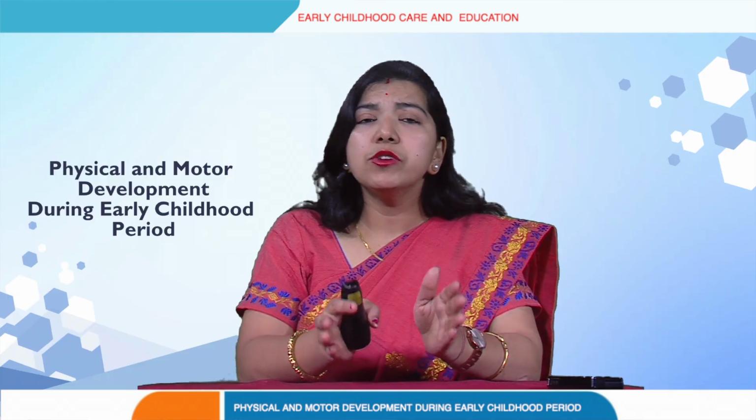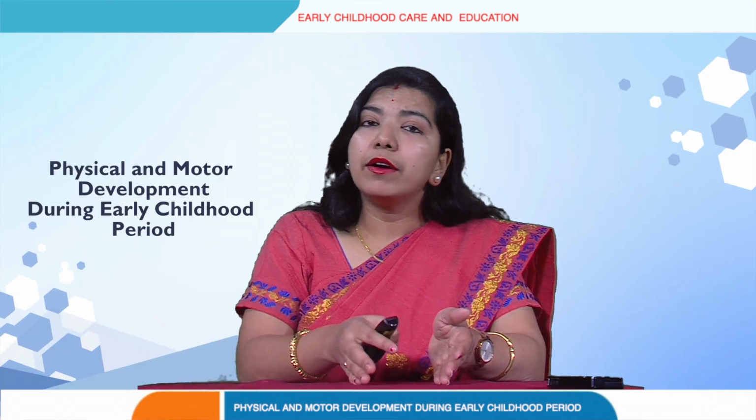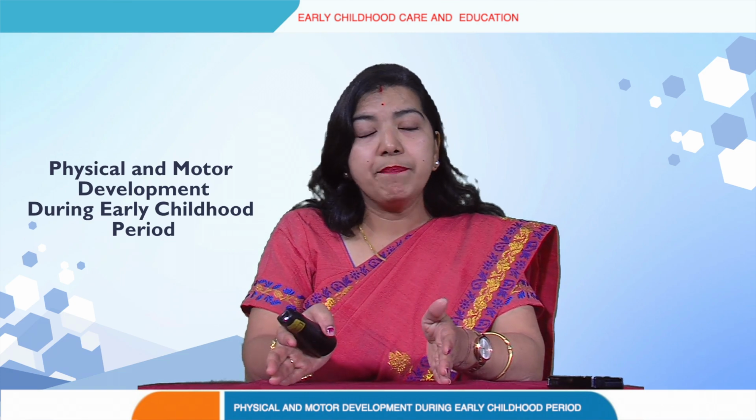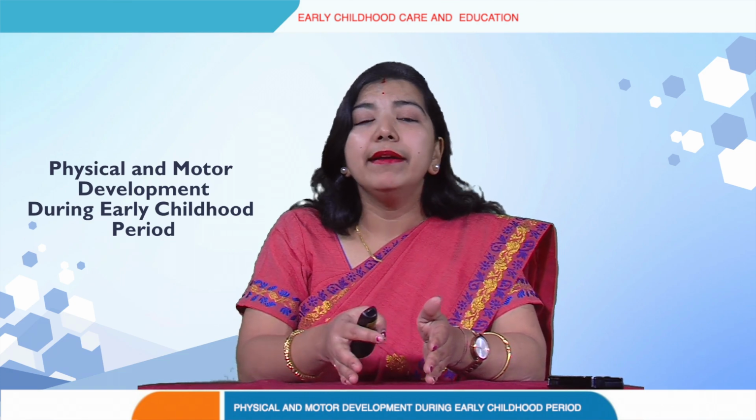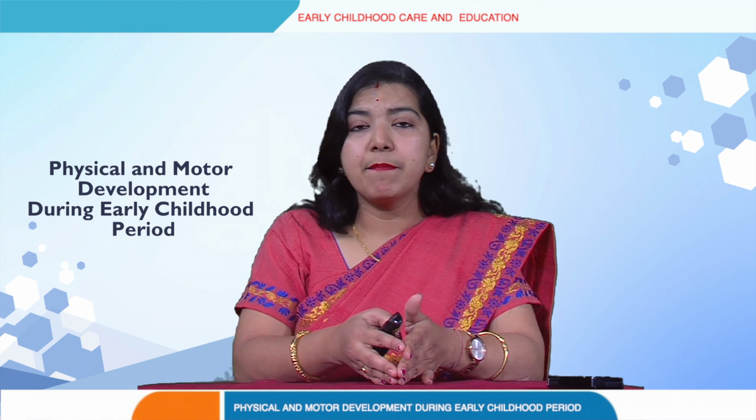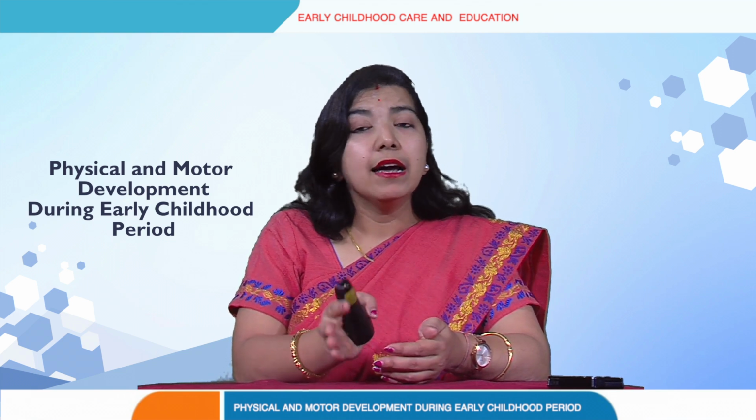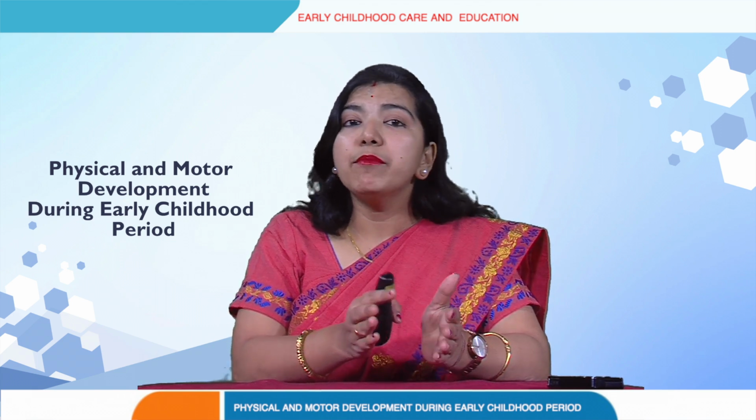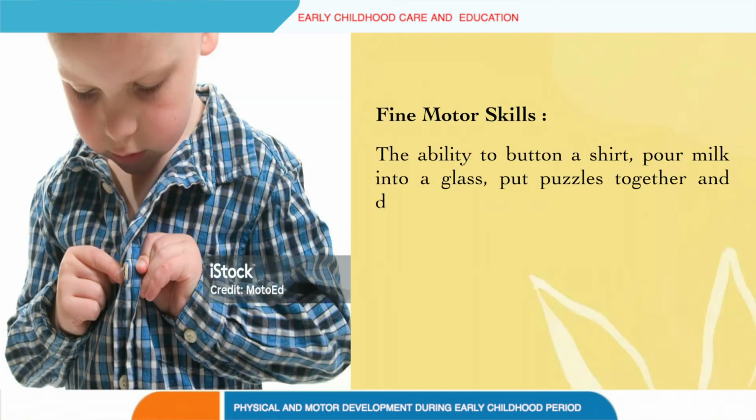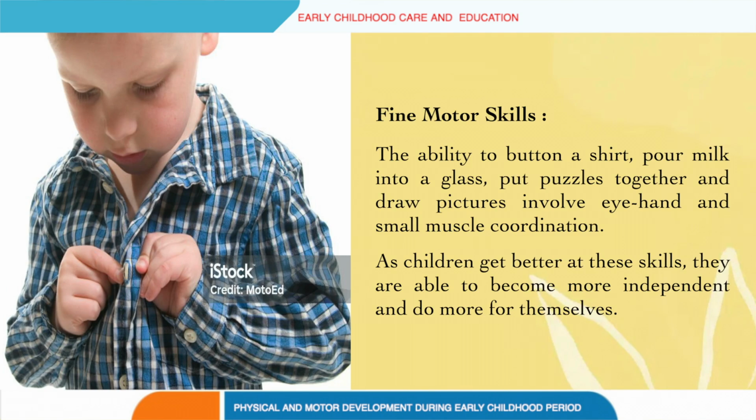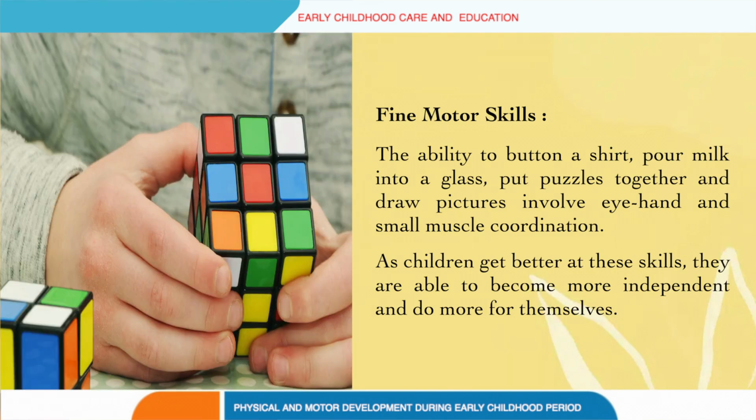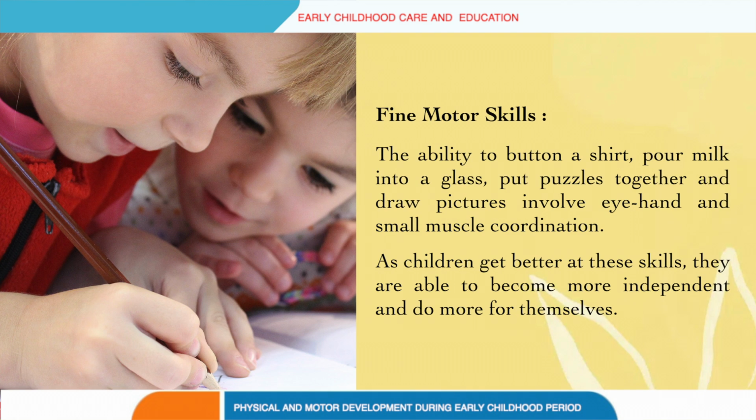So these are the gross motor developments that occur during the early childhood stage. This can vary from child to child depending on their individual differences. Then we have the fine motor skills. Along with the gross motor skills, children too develop some fine motor skills during this period, like the ability to button a shirt, pour milk into a glass, put puzzles together and draw pictures, which involve eye, hand and small muscle coordination. So these things are developed during their early childhood stage.